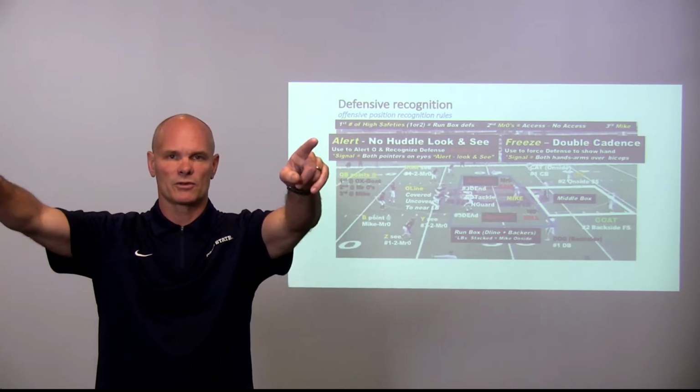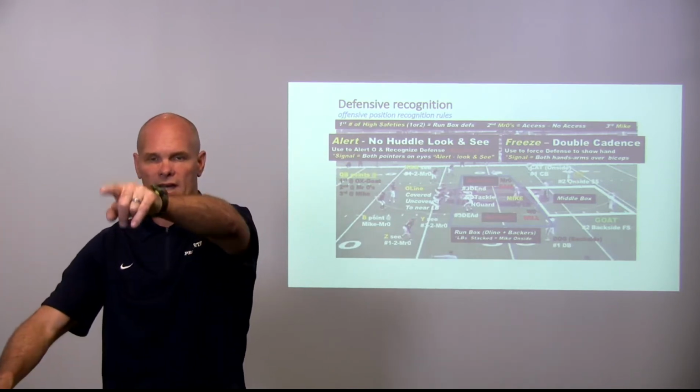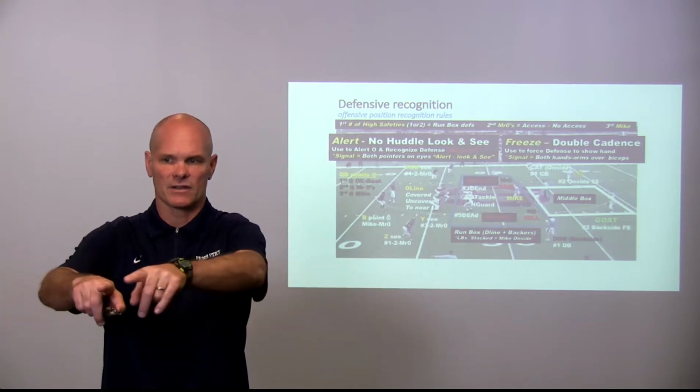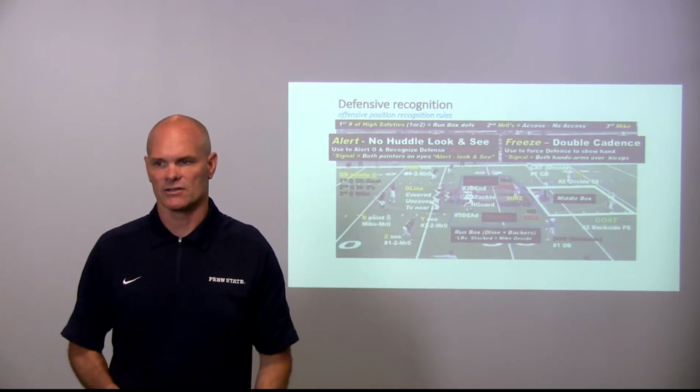Safeties, they'll point at both of them so we know if we're 2 high or 1 high. Then they're going to go right down to the Mr. Zeros. And then lastly, find the Mike linebacker. Again, it tells us all.